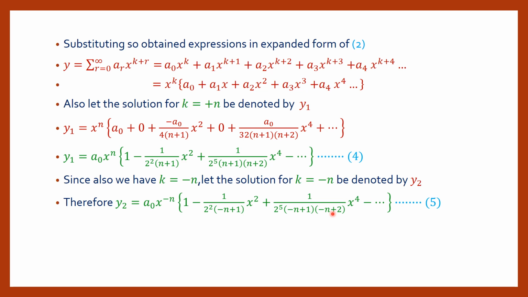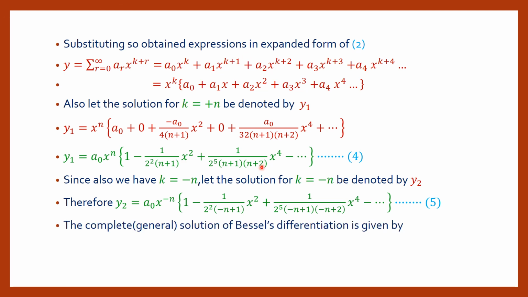So the complete solution of Bessel's differential equation is given by y equal to a y1 plus b y2, where a and b are arbitrary constants. Y1 and y2 we have in equation number 4 and equation number 5.